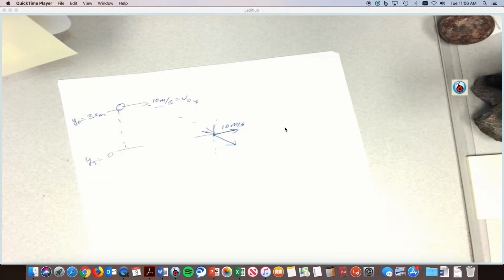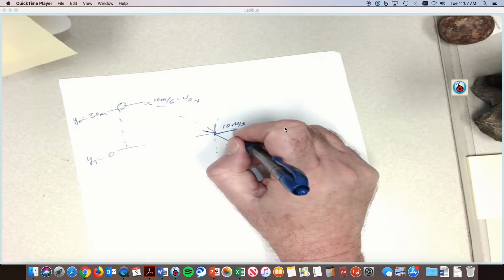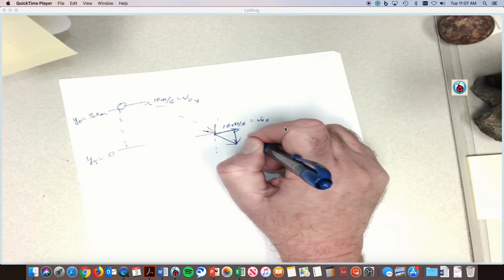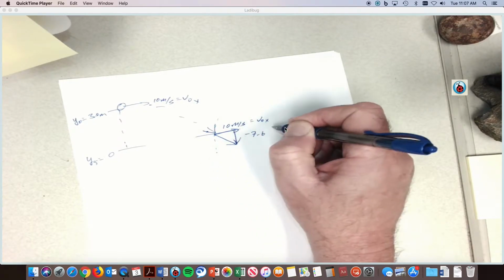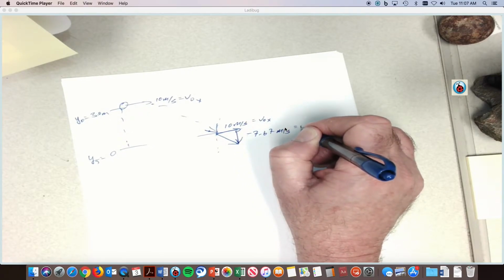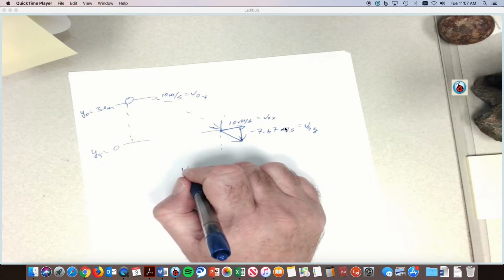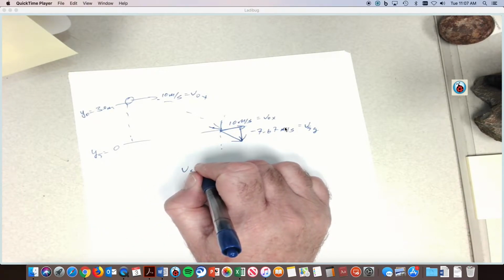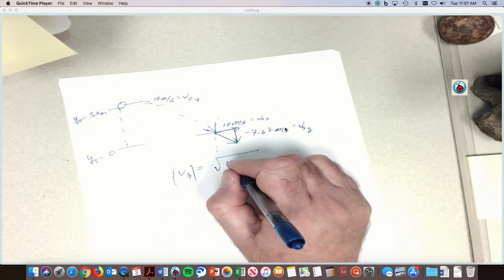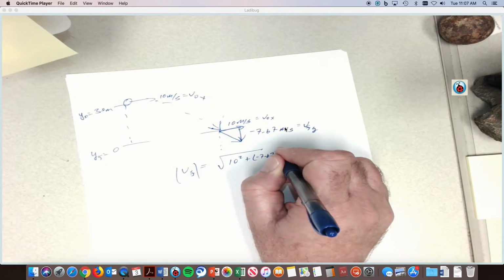And we calculated earlier that the y component is negative 7.67 meters per second. So this is v naught x, and negative 7.67 meters per second is equal to v final in the y direction. So the magnitude of the overall final velocity is going to be the square root of 10 squared plus negative 7.67 squared.